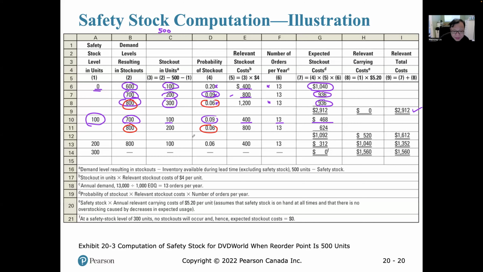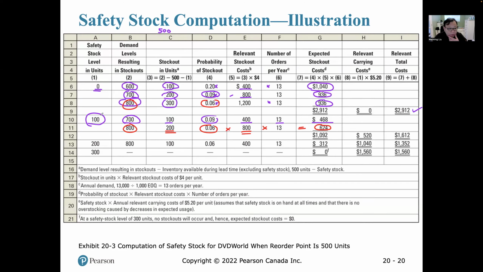And in this case, you have 500 plus 100, the buffer, so 600. So 800 minus 600. So you need to stock out an additional 200, and each is $4. So that is the total $800. And 6% chance times $800 per order times 13 orders equals 624.